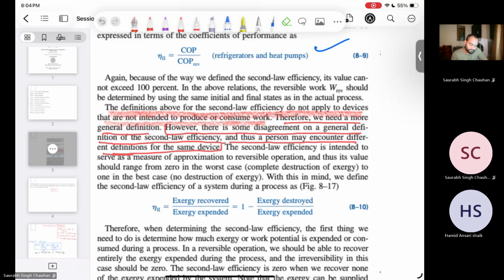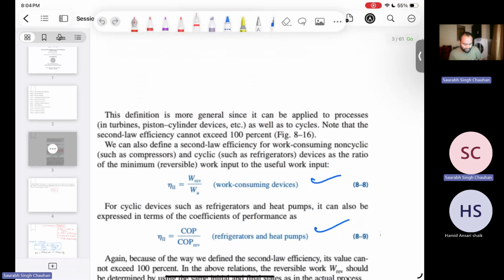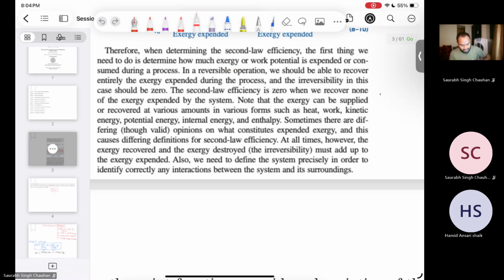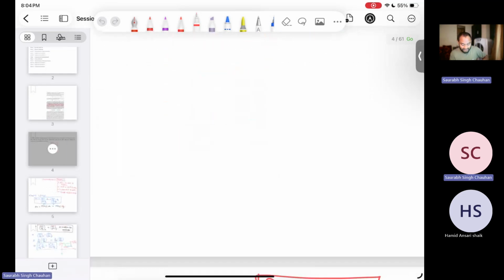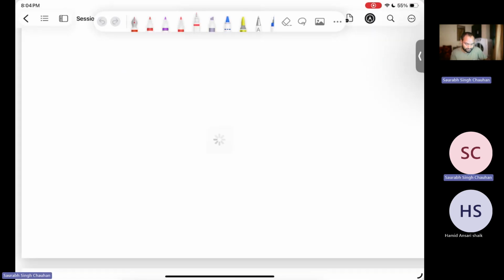Yes. So if someone has more doubt in this second law efficiency, then we can discuss more definitions which are used. But for the time being, I think we should stop here. We are already running out of time.